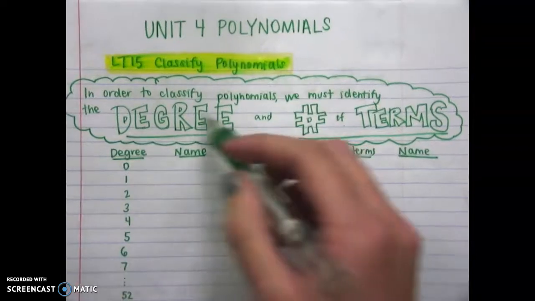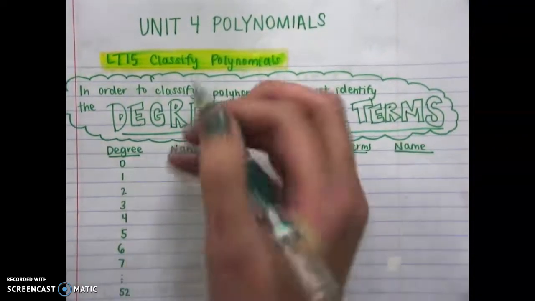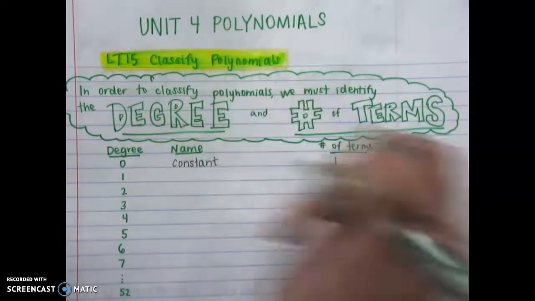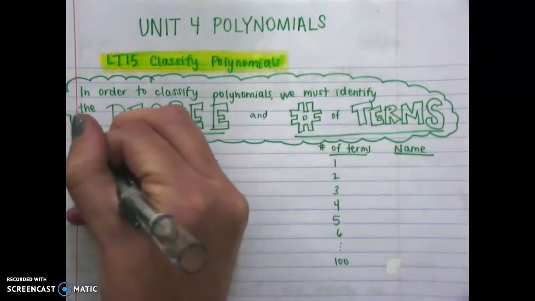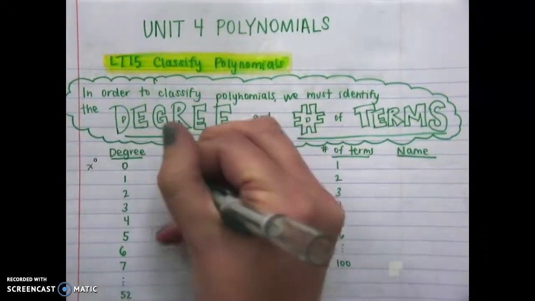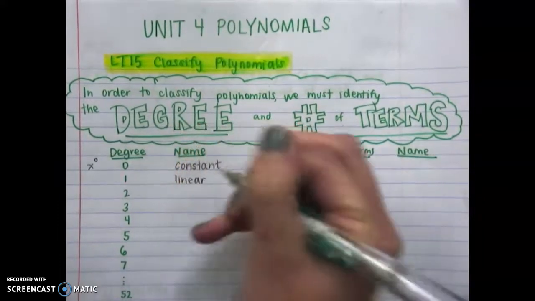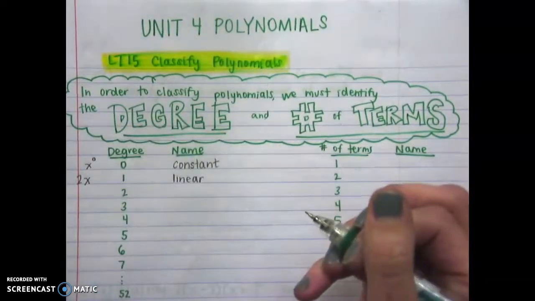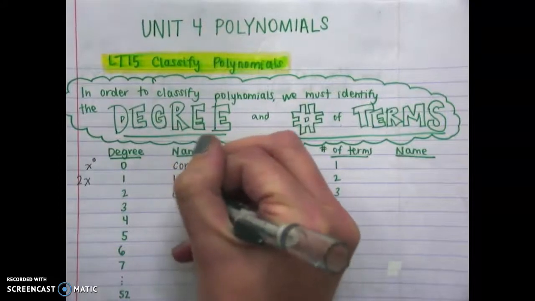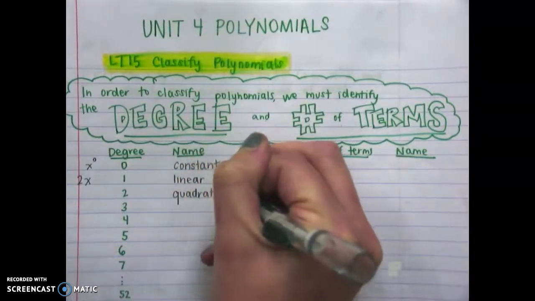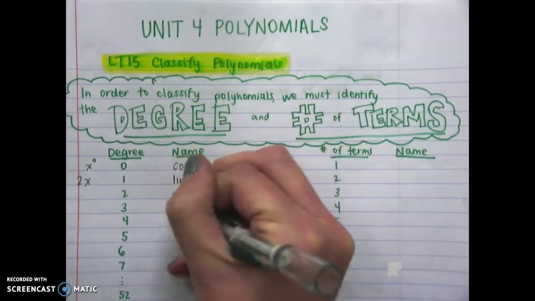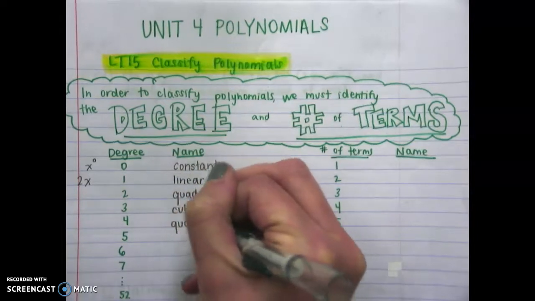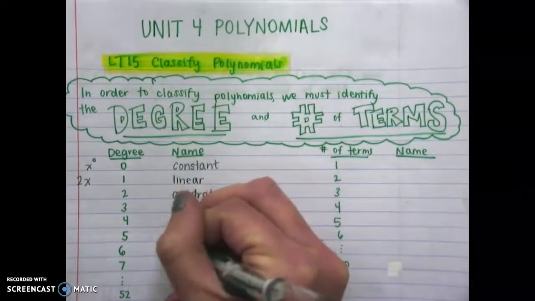So for the first name, degree of polynomials. If you have a degree of 0, that would be called a constant. Here's an example. A degree of 1 is called a linear. Here's an example. A polynomial with a degree of 2, we just tested on that, is a quadratic. A degree of 3 is a cubic. A degree of 4 is a quartic. Degree of 5 is quintic.